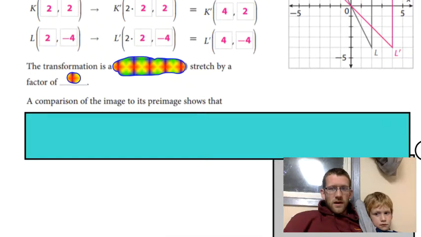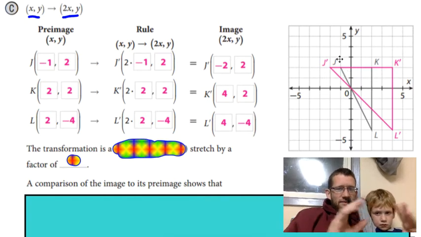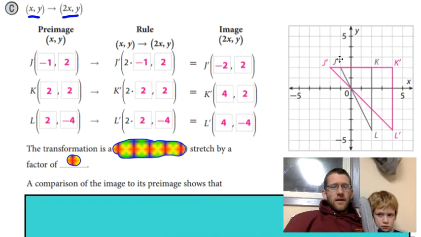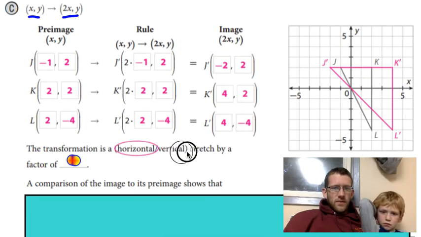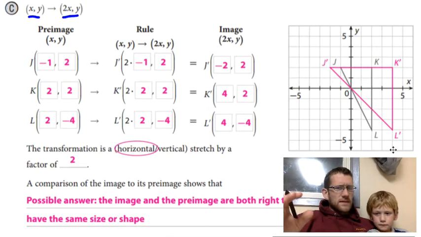So we started with the skinny triangle, JKL, that's our pre-image. And then we got a fatter triangle, it's wider, right? This would be a horizontal stretch is the term here, because we've stretched it horizontally by a factor of 2. In this case, it's more or less the same location.